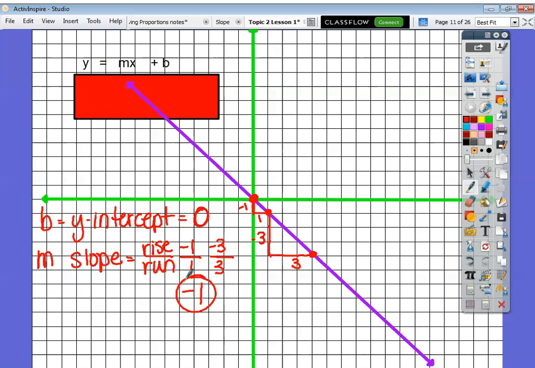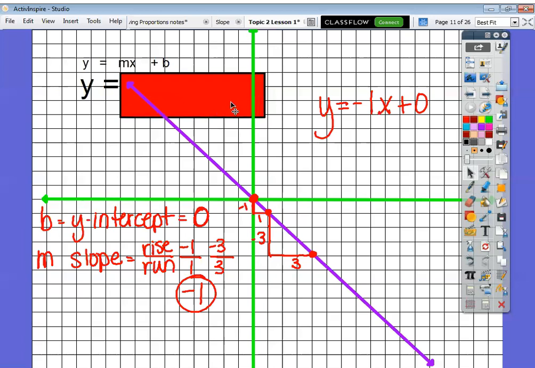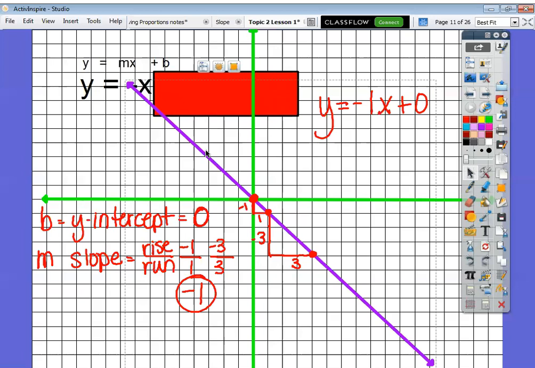Now here's where it gets interesting. Right now my equation would look like this. My slope is -1x plus 0. That's my equation after plugging those things in. But watch what you could do. So y equals, look at this, hold on. Wait, let me make this a little bit smaller. -x, sorry, it got attached to this.